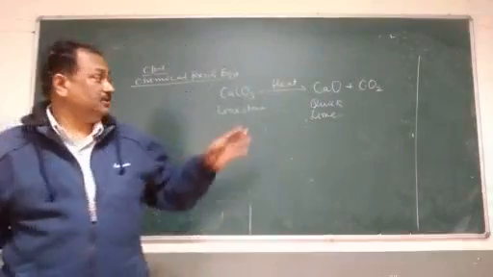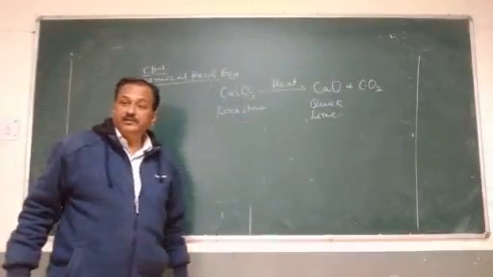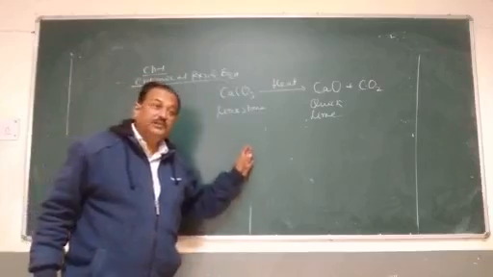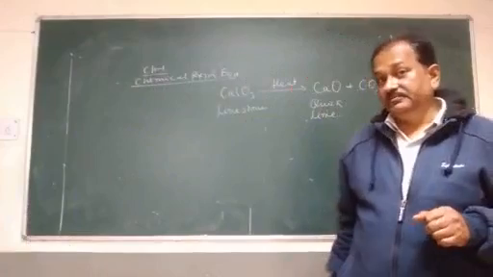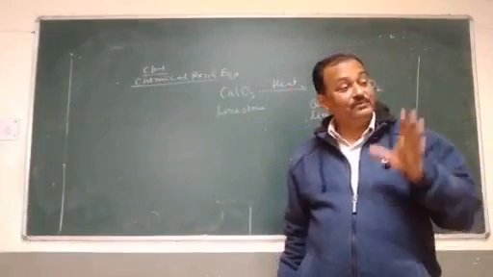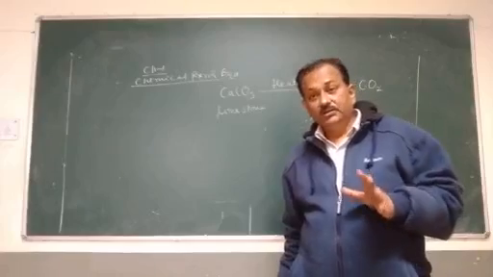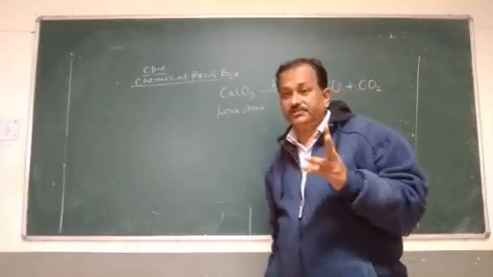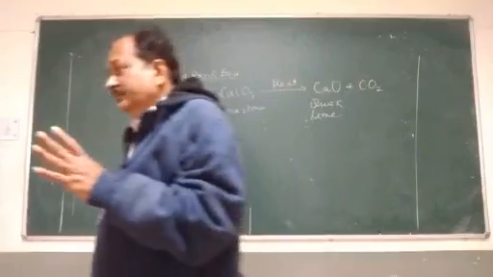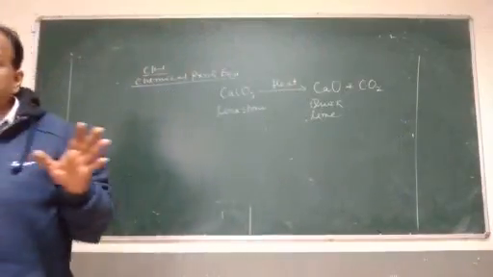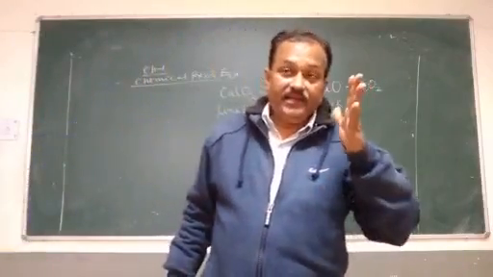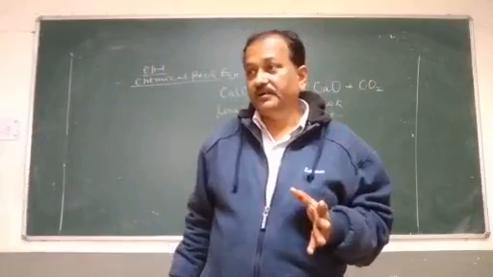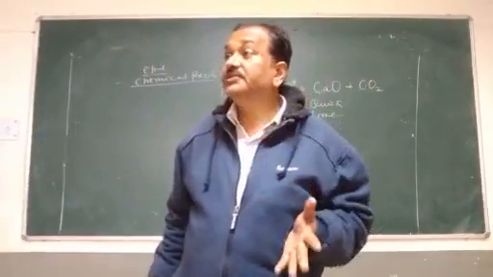So what is the benefit of writing the chemical equation? Chemical equation saves our time, saves our labor, and moreover it is a smart way. So there are three benefits of writing a chemical equation. It saves our time, it saves our labor, and we can write any chemical change in a smart manner.